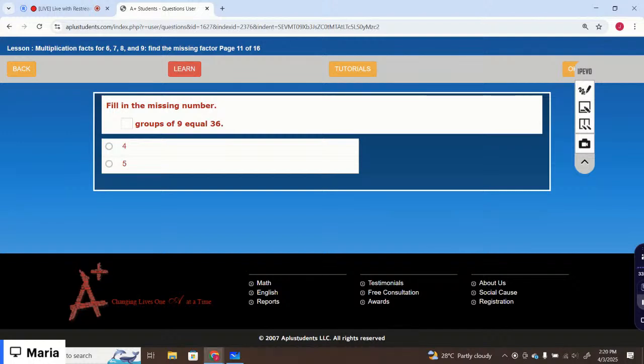How many groups of 9 equals 36? 9 times 4 is 36. Okay, you can complete the lesson by yourself every day. Let's just move on to the next lesson.